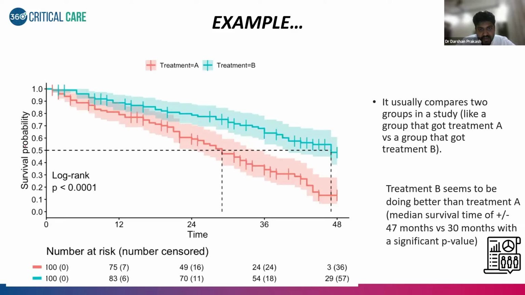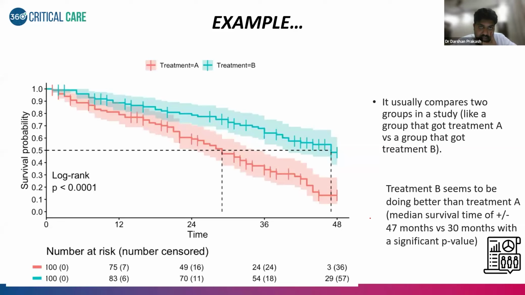For treatment A, it is between 24 to 36, and treatment B, it is between 36 to 48. Roughly, it's closer to 48, right? So what it usually says is treatment B seems to be doing better than treatment A in survival analysis. So more than 50% of the patients in treatment B survived beyond the 50% mark as compared to treatment group A. That is what we understand by median time to survival. Hope I'm clear.